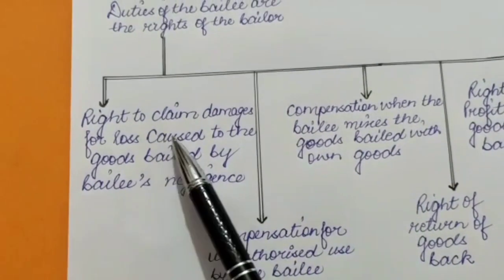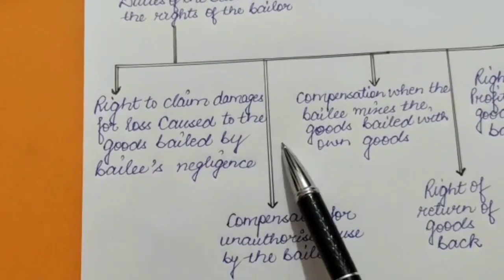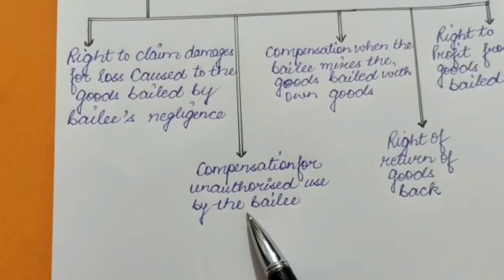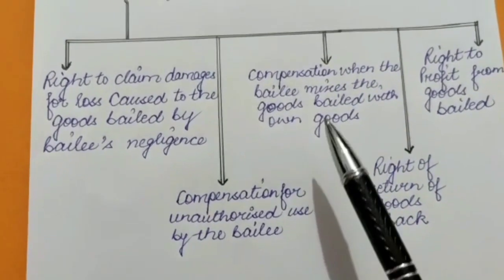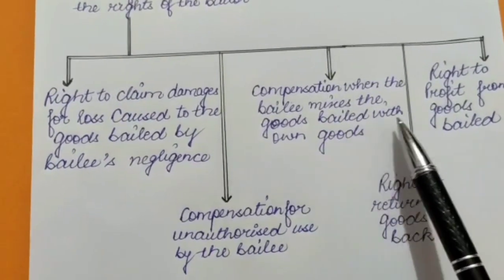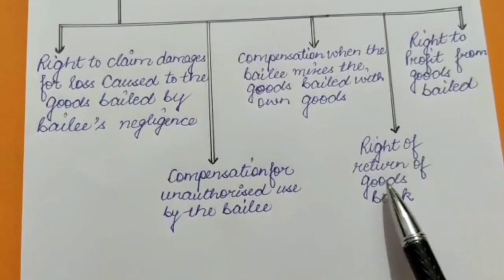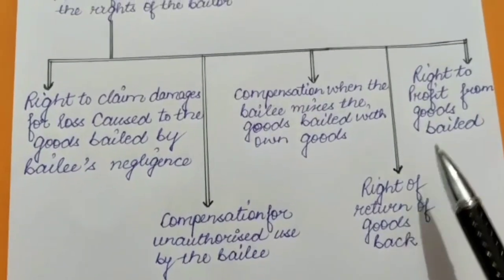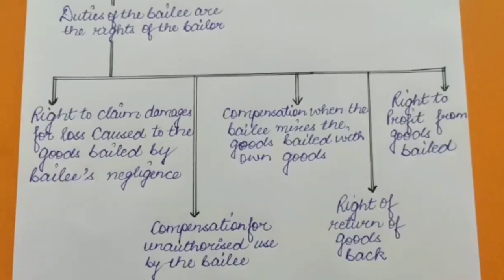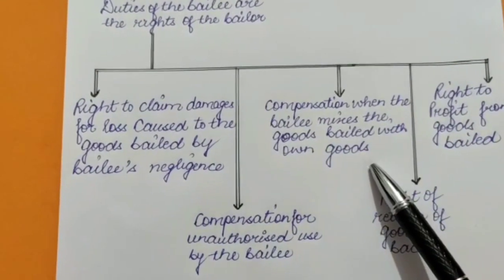So, first is right to claim damages for loss caused to the goods bailed by bailee's negligence. Next is compensation for unauthorized use by the bailee. Next, compensation when the bailee mixes the goods bailed with his own goods. Next, right of return of goods back. Next, right to profit from goods bailed. So, these all are the duties of the bailee.